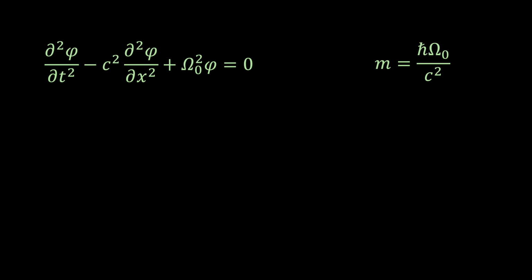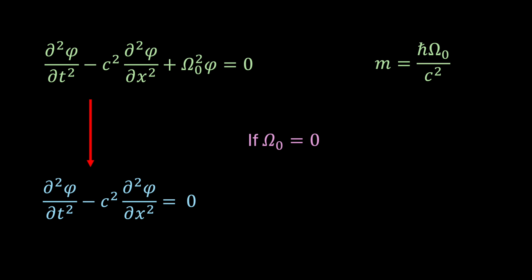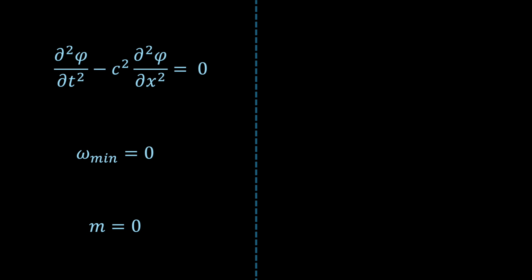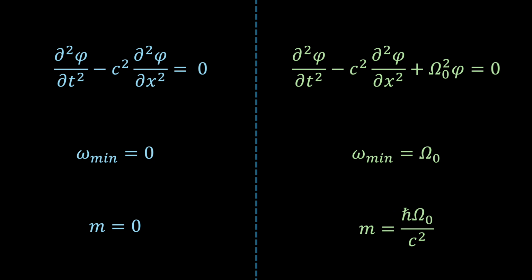If we now consider setting omega naught equal to 0, then we get the unmodified wave equation, and we see that the mass term reduces to 0. The quanta of fields obeying the unmodified wave equation are massless particles. And this is the basic structure that we will be using. The unmodified wave equation describes vibrations that have no minimum frequency, and the quanta of the field are massless. The modified wave equation corresponds to vibrations which have a built-in minimum frequency omega naught, and the quanta of the field are massive, with mass equal to h bar omega naught divided by c squared.